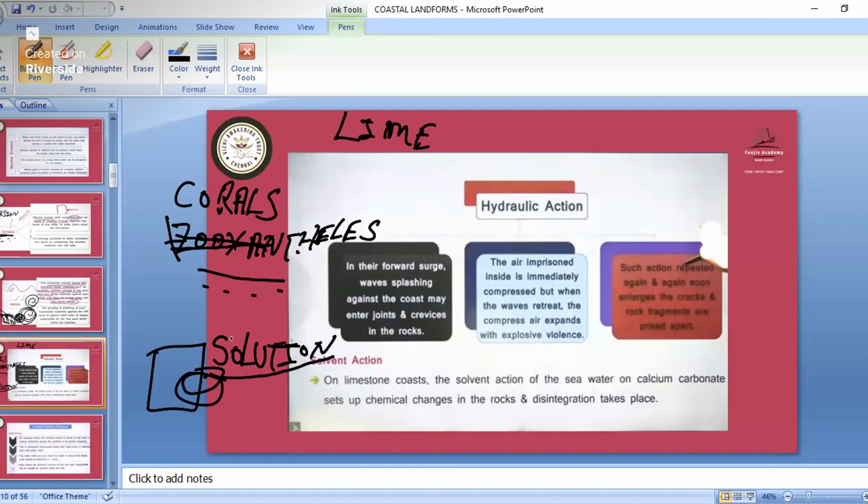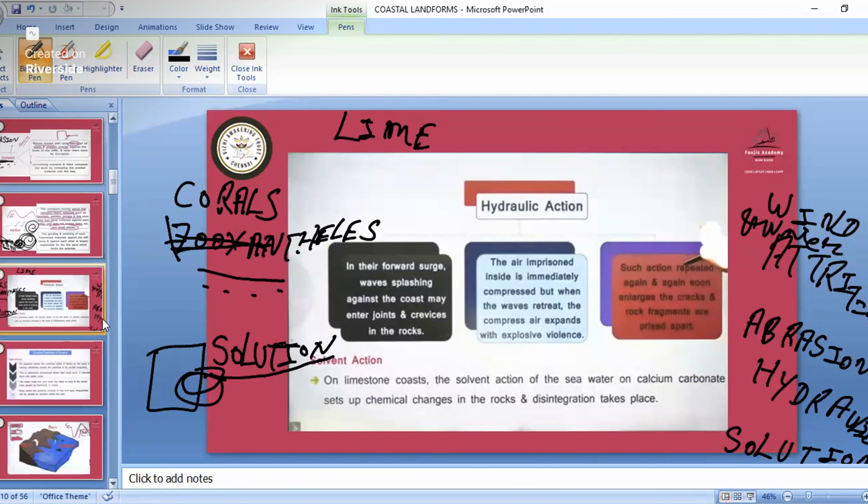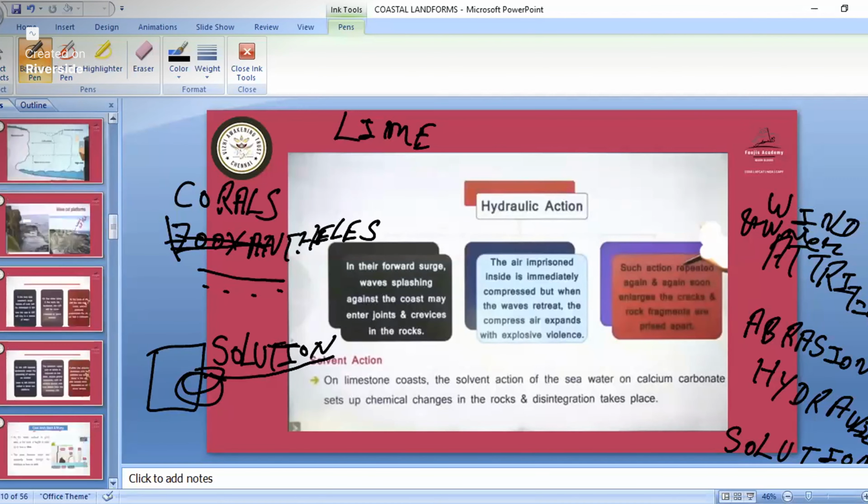So these are all the forces: attrition, then we have abrasion, then hydraulic action, then solution. And also the main force, don't forget, that is the force of wind and water. So all these act in the formation of coastal landforms. Now we have studied all those forces, so now we'll start studying the erosion and deposition landforms.